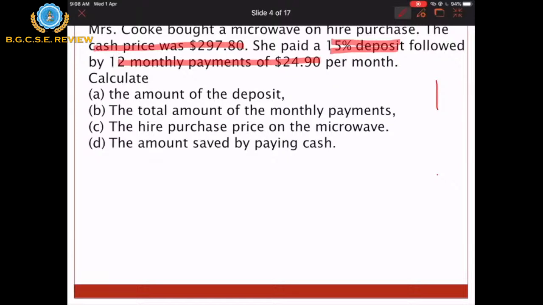And the hire purchase price is just putting the two together. So if I'm not mistaken, this question comes from the 2004 paper 2 exam. And hire purchase can come either on paper 1 or paper 2, so you have to be prepared in any event.